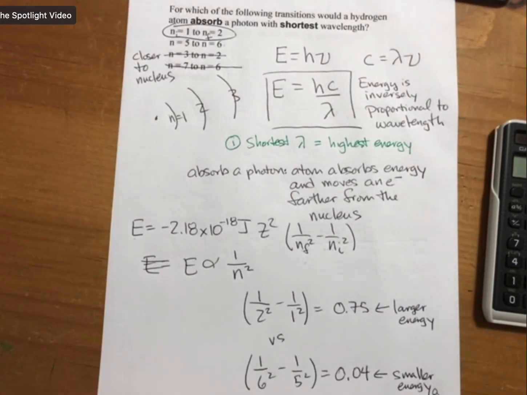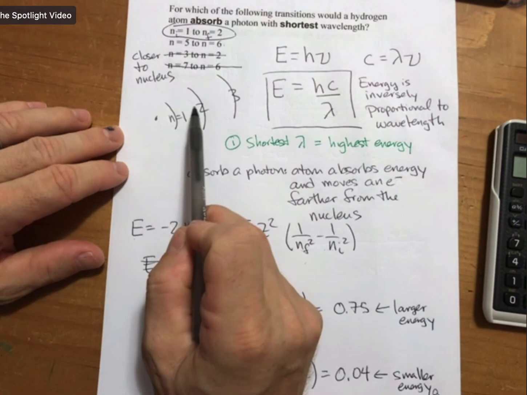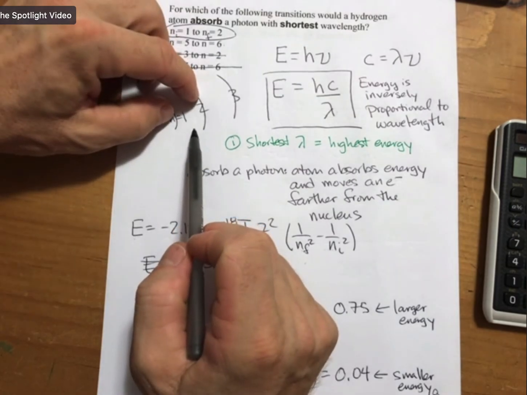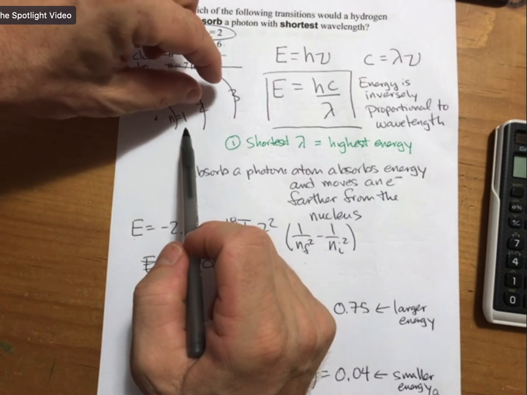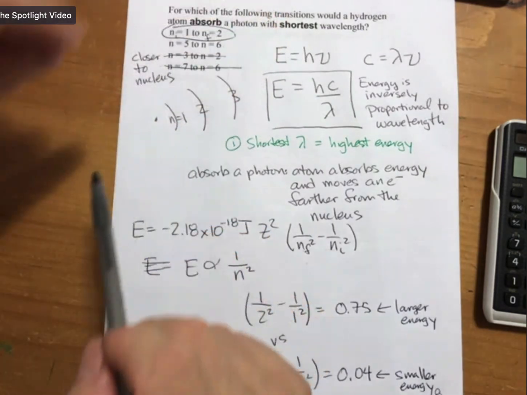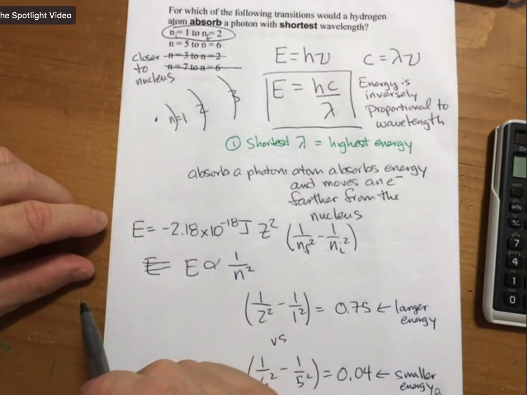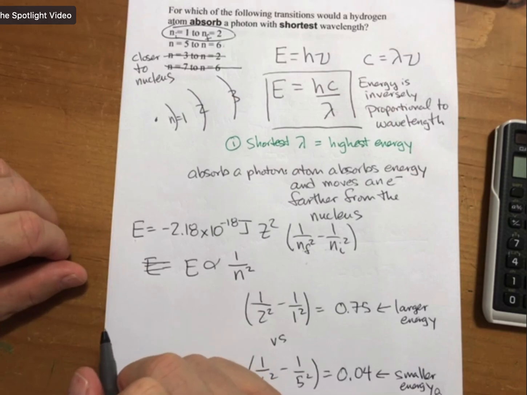And this is a take-home message, is that as you go from n equals 1 to n equals 2, there's a relatively big jump in energy, and then from 2 to 3 is a smaller jump, and 3 to 4 is a smaller jump, and 4 to 5 is a smaller jump, meaning that the energy levels get closer together energy-wise as you go away from the nucleus.